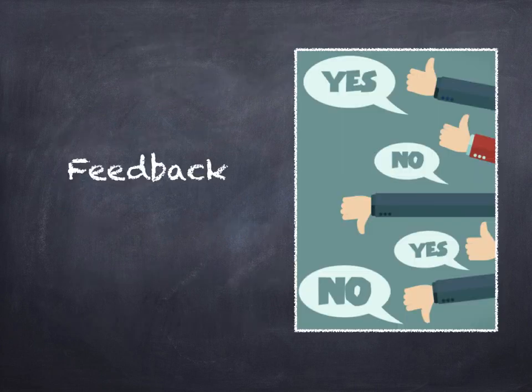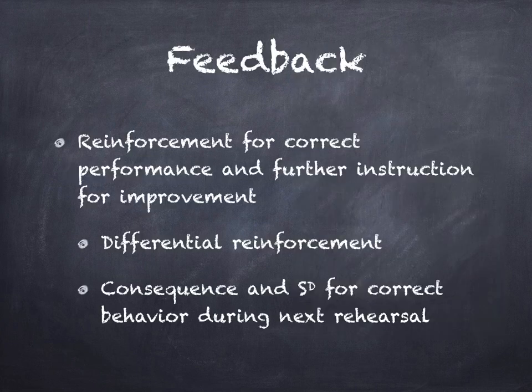The last step in behavior skills training is that feedback step. Feedback involves reinforcement for correct performance and further instruction for improvement. Feedback comes in the form of differential reinforcement of some aspects of the behavior with correction of others. Behavior skills training specifically defines feedback as the delivery of praise for correct performance and further instruction after incorrect performance. The feedback serves as both the consequence for the correct behavior and the SD in the form of a verbal prompt in the next rehearsal.